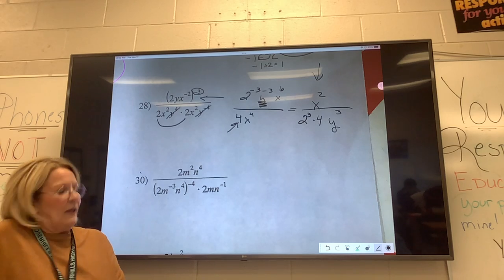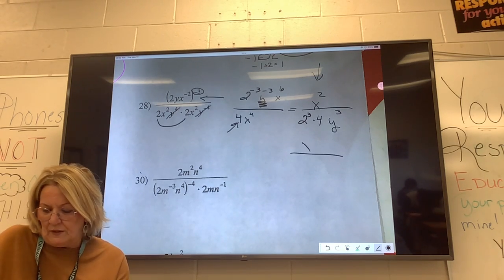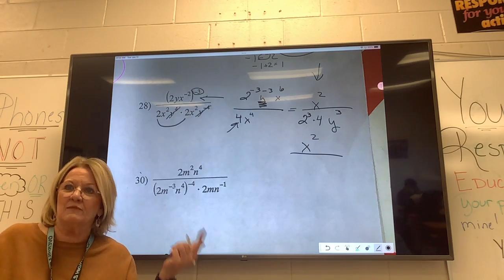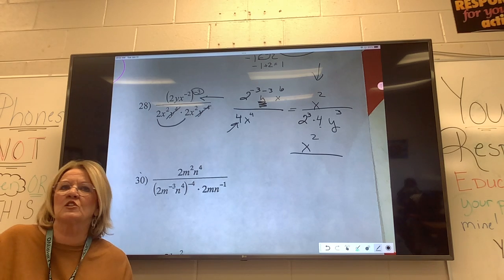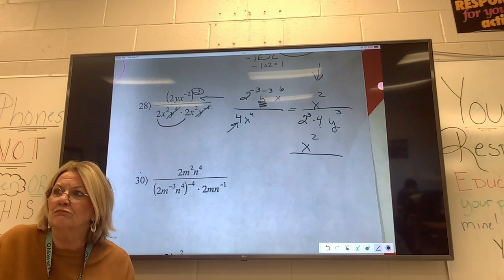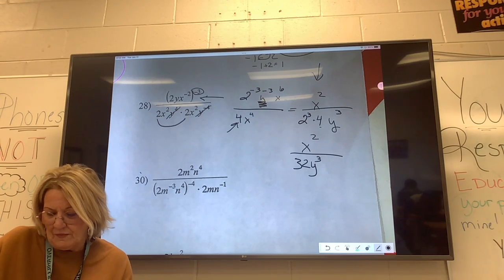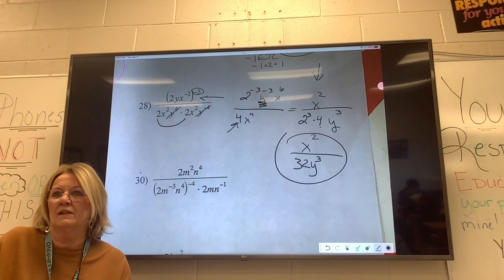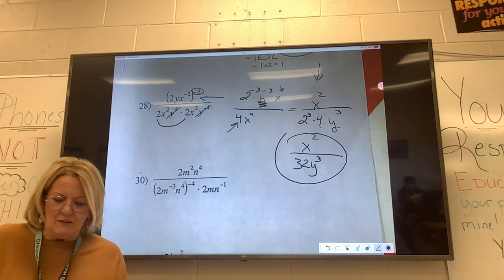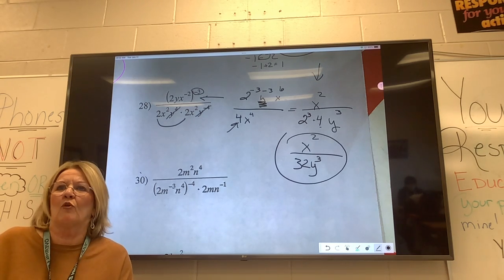Okay? Now I can say, I'm going to leave my x squared. Now 2 to the third power is 8. 2 times 2 times 2. 8 times 4 is what? 32. And now I'm done. So I'm not real sure what you mean, you can't just do a 2 to the negative 3 over 4 and simplify it.